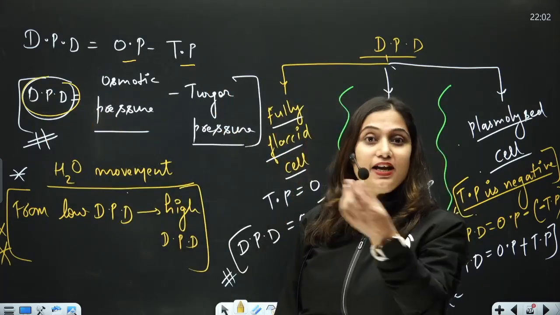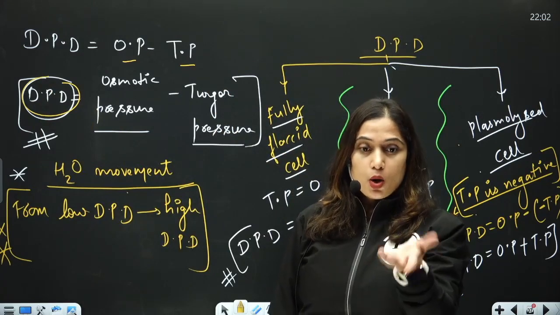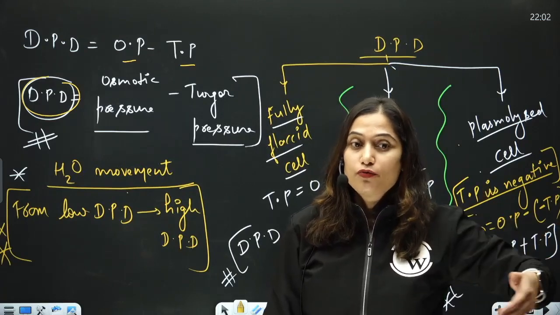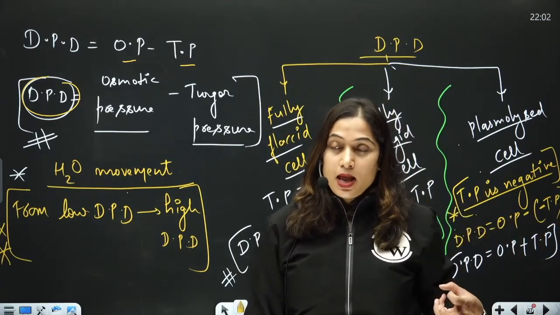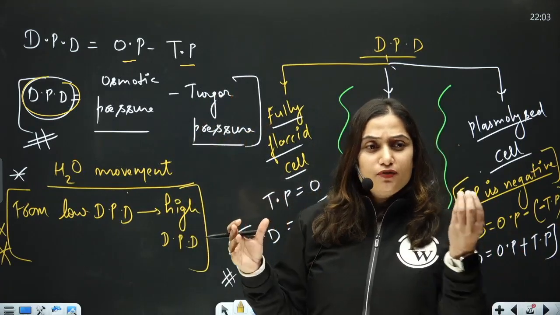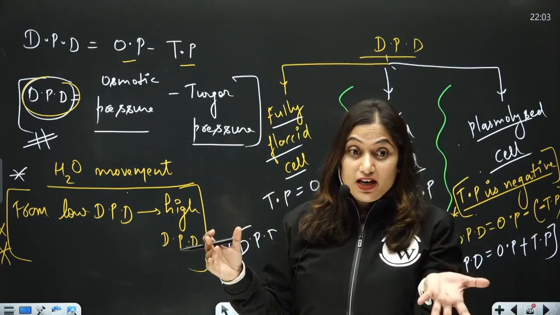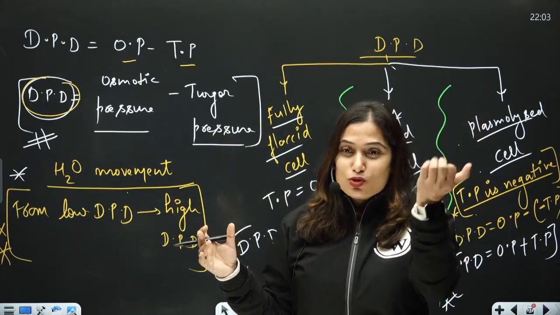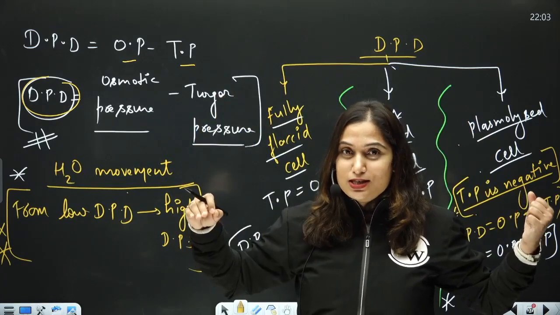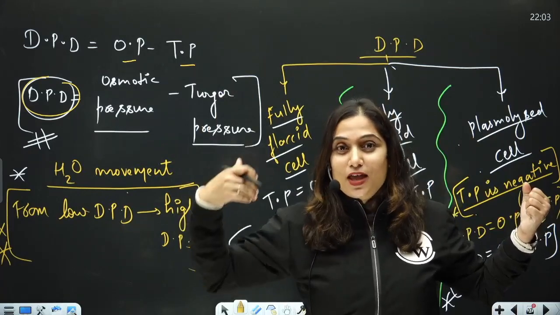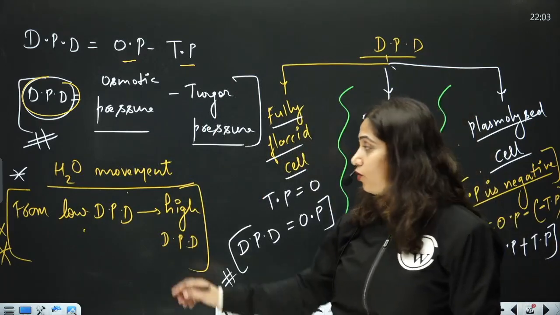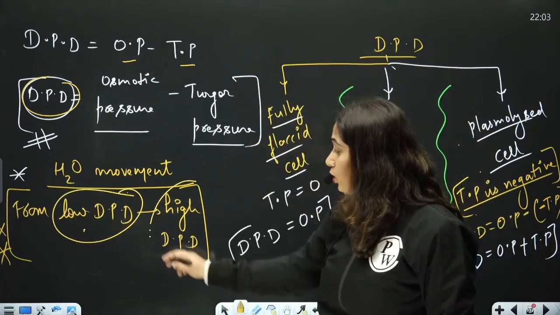DPD means deficiency, right? Wherever there is deficiency, things will not go from there, things will come to there. And wherever there is no deficiency, things will go from there. So if the DPD is high, that means deficiency is high. That means water will come to it. And if the DPD is low, that means the deficiency is low. That means water will go from there. So in context to DPD also, the movement of water occurs from low DPD to high DPD.